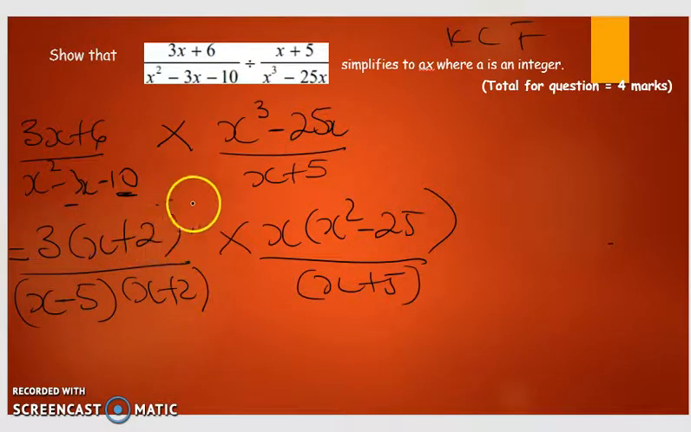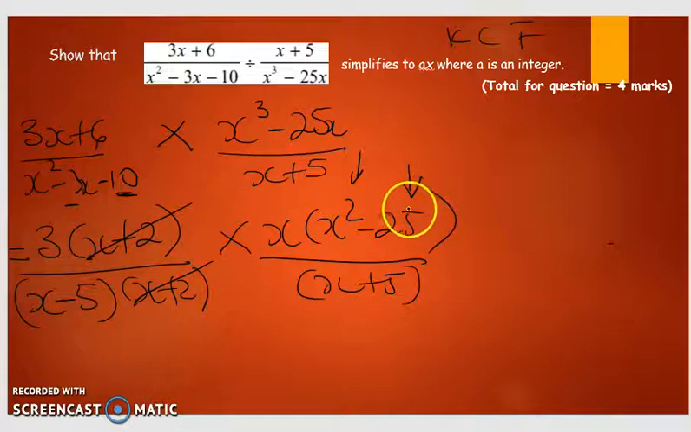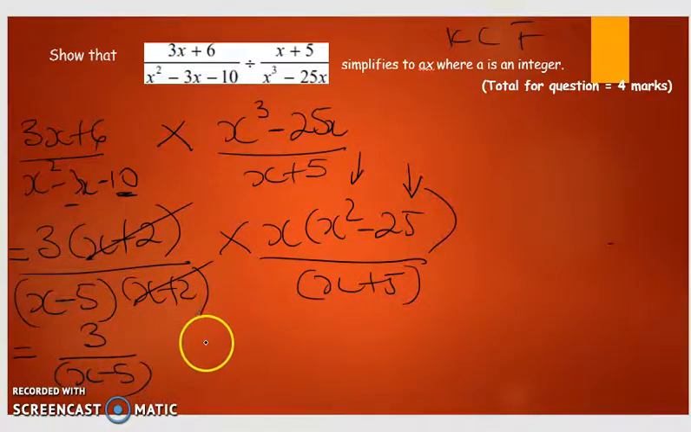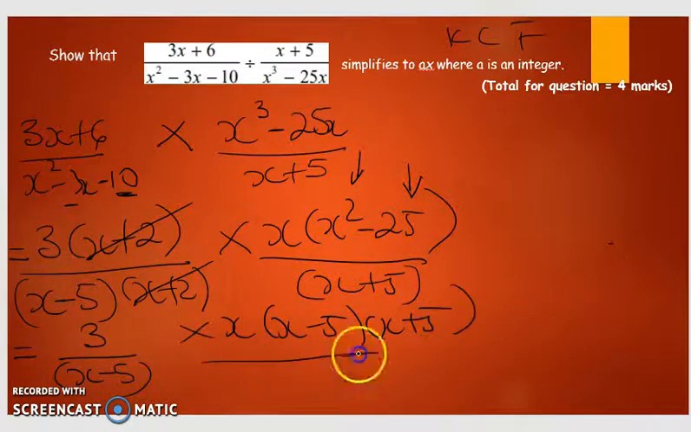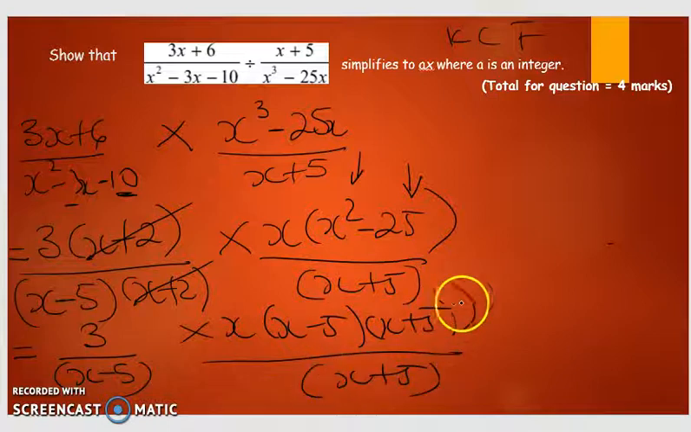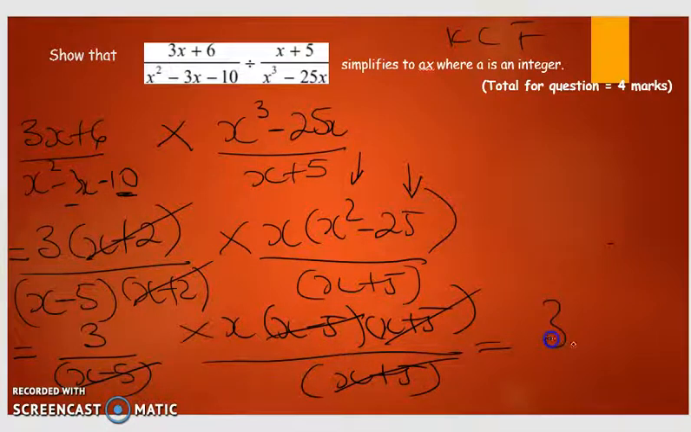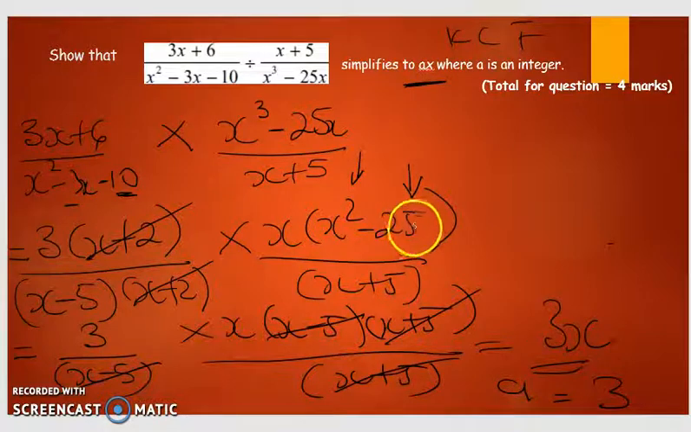Going forward, we can simplify that, okay, but guess what? X squared minus 25, what do we have? Difference of two squares. So we can rewrite this as x times x minus 5, x plus 5, all divided by x plus 5. X plus 5s will cancel. X minus 5s here will cancel, leaving us with 3 times x, which is 3x. Therefore, our A is 3, based on what the question is requiring.